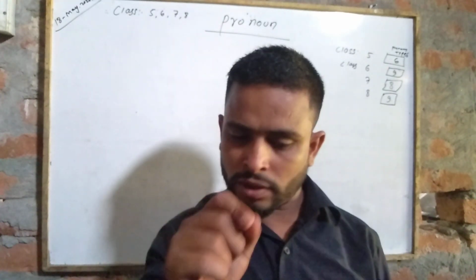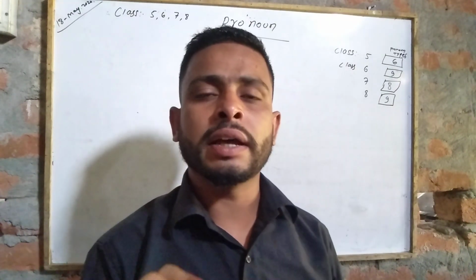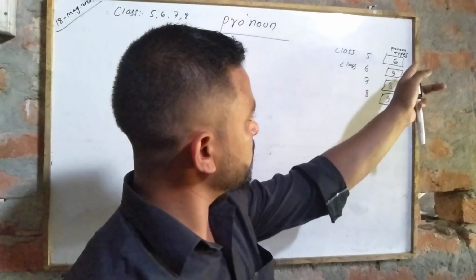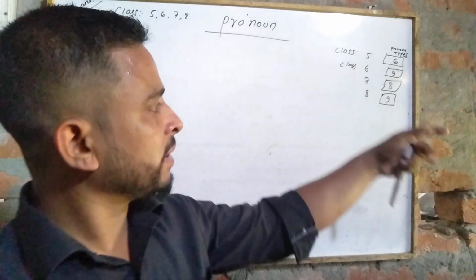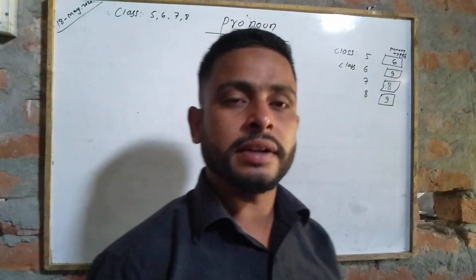And the first one, in the tick the correct option: there are dash types of pronoun. The student of class 5 can write 6 types. The student of class 6 can write 9. Class 7 can write 8, and class 8 can write 9.